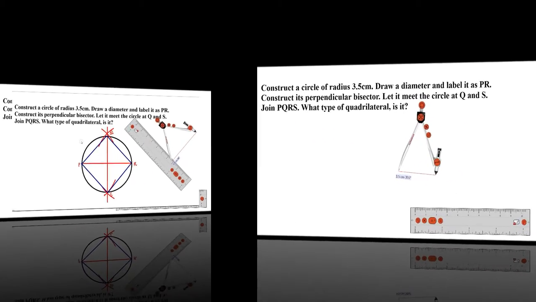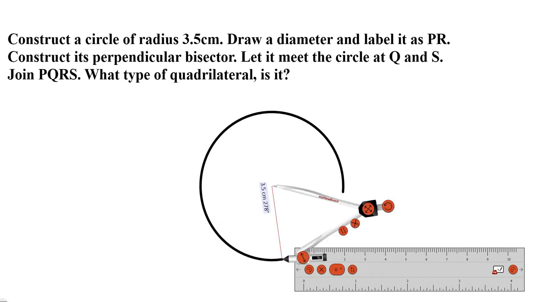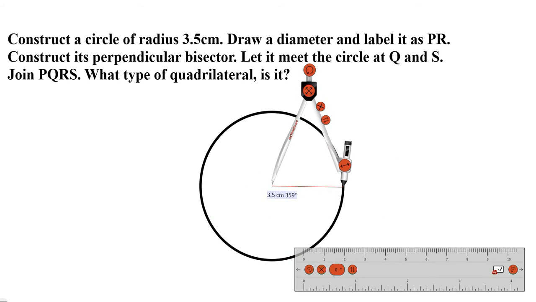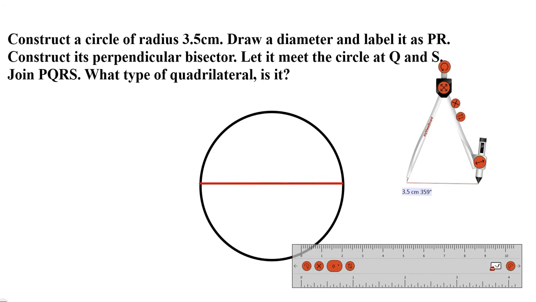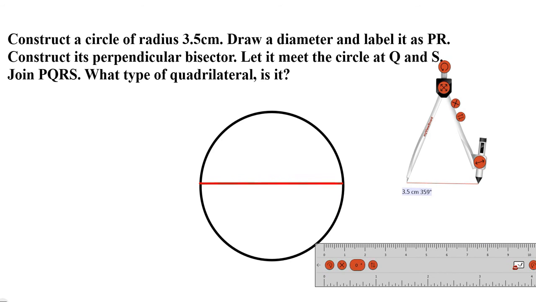Let us first draw a circle of radius 3.5 centimeters. Draw a diameter, label it as PR.